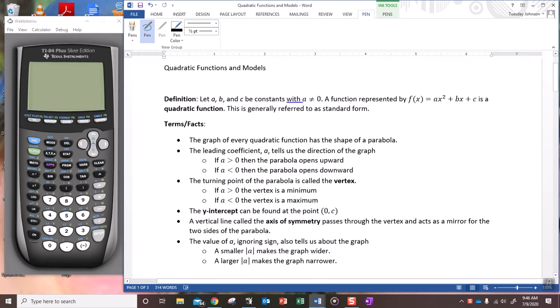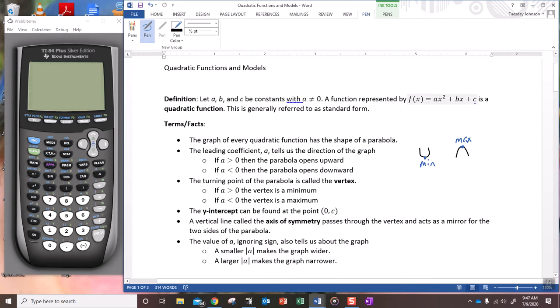First of all, the graph of every quadratic function has the shape of a parabola. The leading coefficient a tells us a lot about the graph. If a is positive, the graph opens upward. If a is negative, then the graph opens downward. All right, pretty straightforward so far. The turning point is called the vertex. All right, so we have a vertex here and here. If a is greater than 0, the vertex is a minimum, and if a is less than 0, the vertex is a maximum.